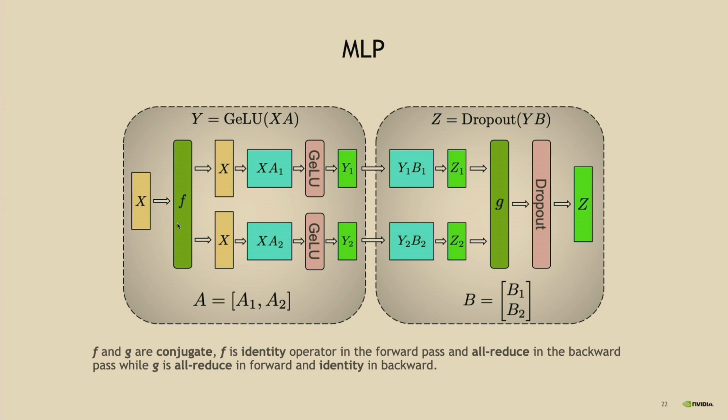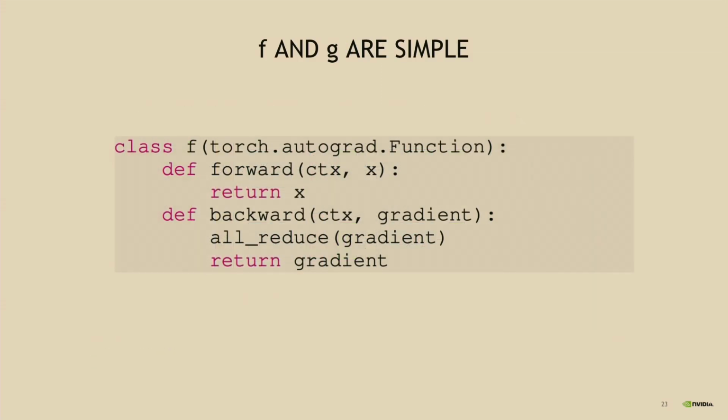F and G are conjugate. F is identity in the forward and all-reduce in the backward, and G is all-reduce in the forward and identity in the backward. I mentioned F and G are simple. Let's look at the implementation for F. For example, for F, we extend the torch autograd function. In the forward, we do a pass-through. In the backward, we do all-reduce. G is basically the same, with the forward and backward of this method replaced.